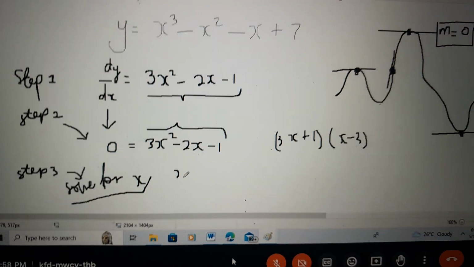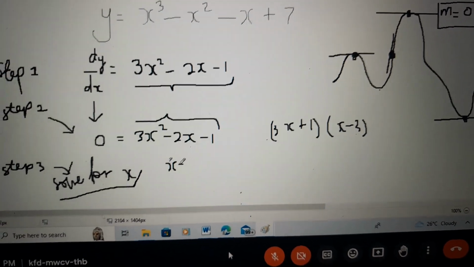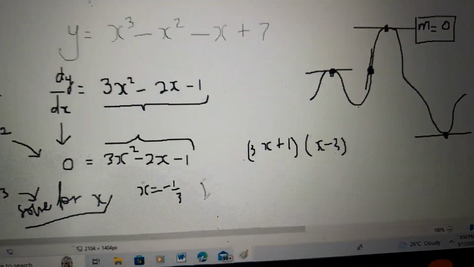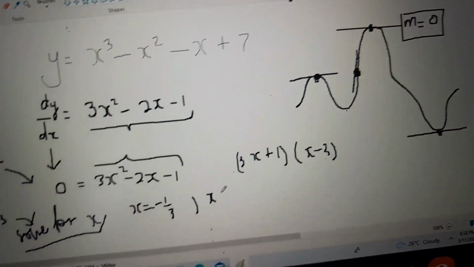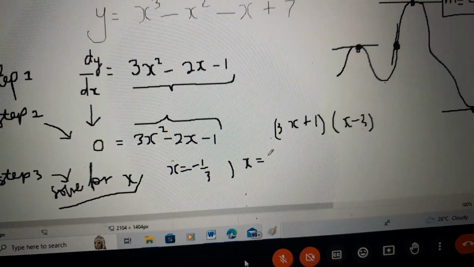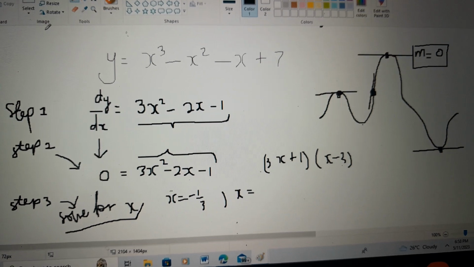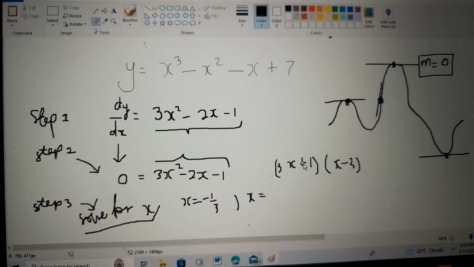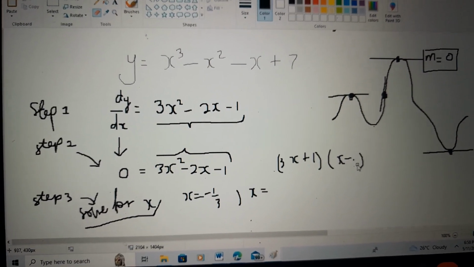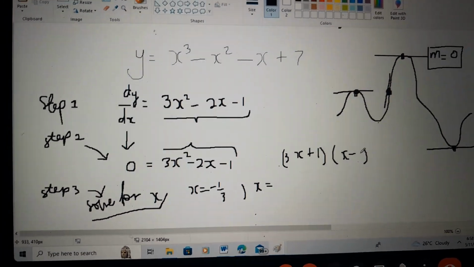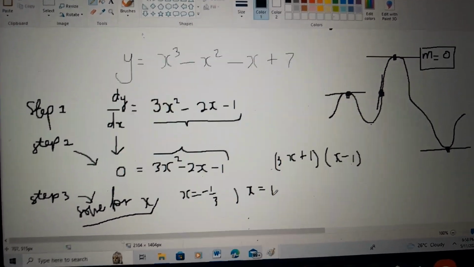You'll get x is equal to negative one third, and x is equal to 1. Yes, sir. Sorry, why did I put that? Okay, 1. He said 1. So you'll get x minus 1, and x is equal to 1, right?